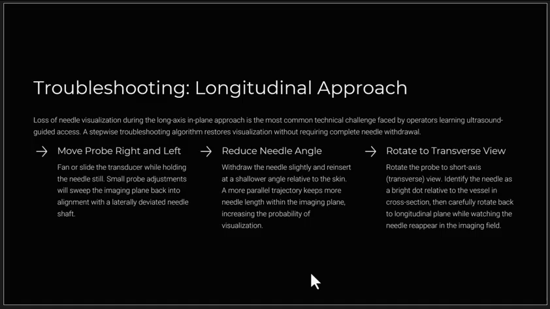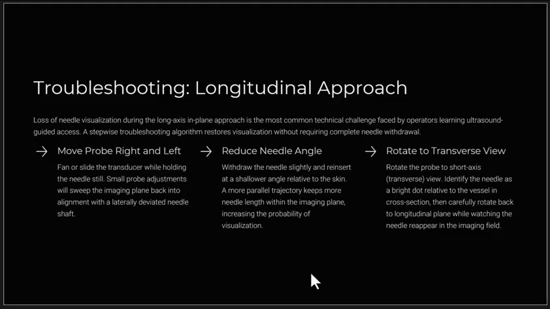So let's say you are in the longitudinal in-plane approach and you lose needle visualization. So first thing I would do is either fan or slide the transducer to the right and to the left while you hold the needle still. After you fan and you find the needle, was it too lateral? Was it too medial? Let's say it was too lateral, you'll bring your transducer beam back over the vessel and then pull back the needle, which was too lateral, and then realign it with a little bit more of a medial position.